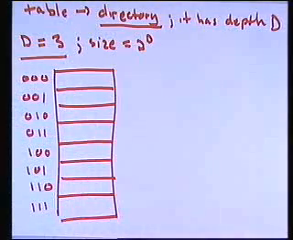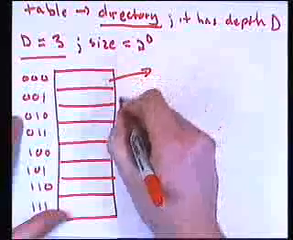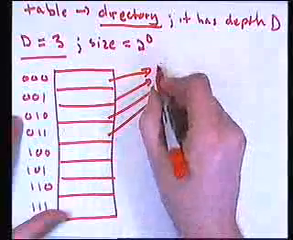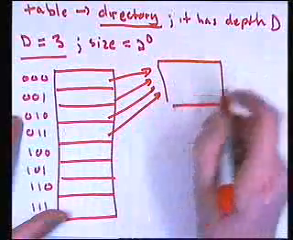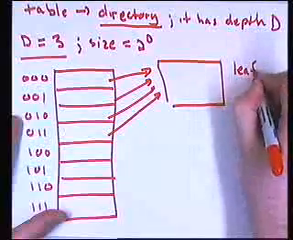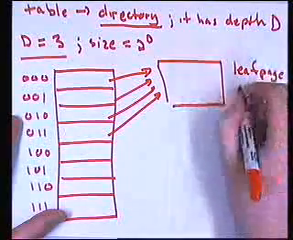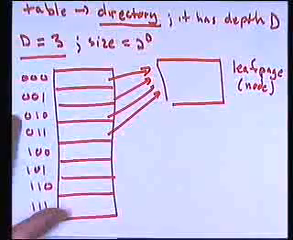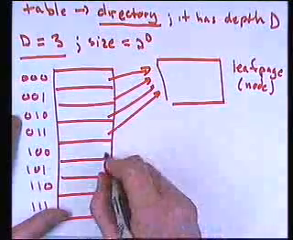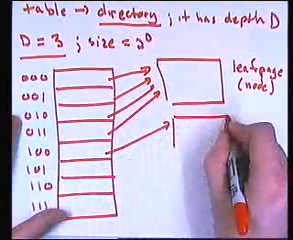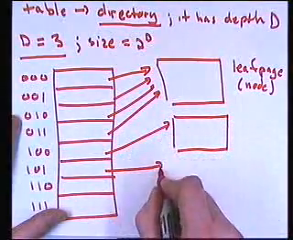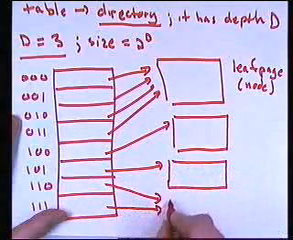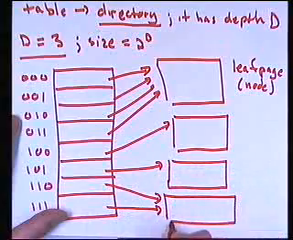Now, each of these cells is going to point to something. None of them can ever be null, and that's a common mistake that's made, so don't make that mistake. This is going to be known as a leaf page. Or we can also call it a node, and I'll say that informally as well. The formal definition is leaf page. And then we can have another leaf page here, and another leaf page here, and another leaf page here.